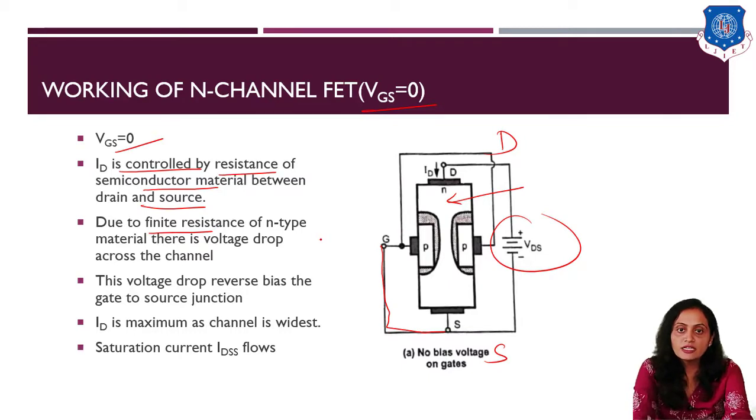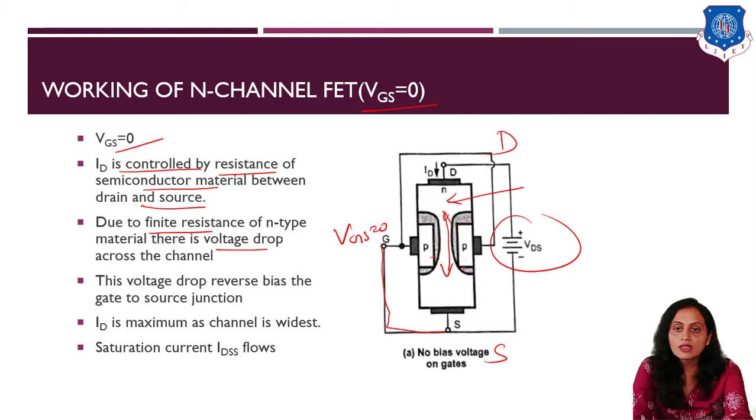Due to the finite resistance of the N-type material, there is a voltage drop across this material, across the channel, and due to this voltage drop across the channel in the N-type material, reverse bias is generated between these two junctions, even if VGS is 0. Here VGS is 0, but here some voltage is there, and due to that the reverse bias is generated, and due to that the depletion region is formed.